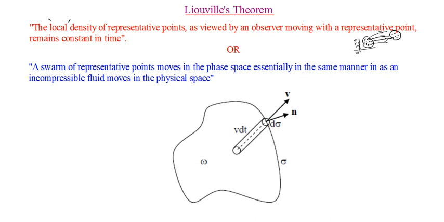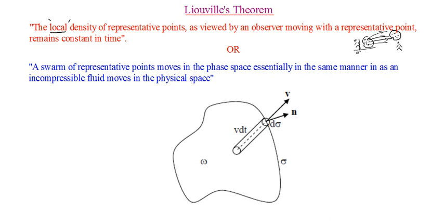So the meaning is that if the observer is also moving along with the representative point, meaning the location of the observer has also changed at a later time, then for this particular observer, the density of representative points in this region will be constant. It means the density of representative points as observed by an observer who is moving along with the representative point will remain constant. That is why we have used the words local density. What is the meaning of local density? It is the density that is observed in the locality of the observer.